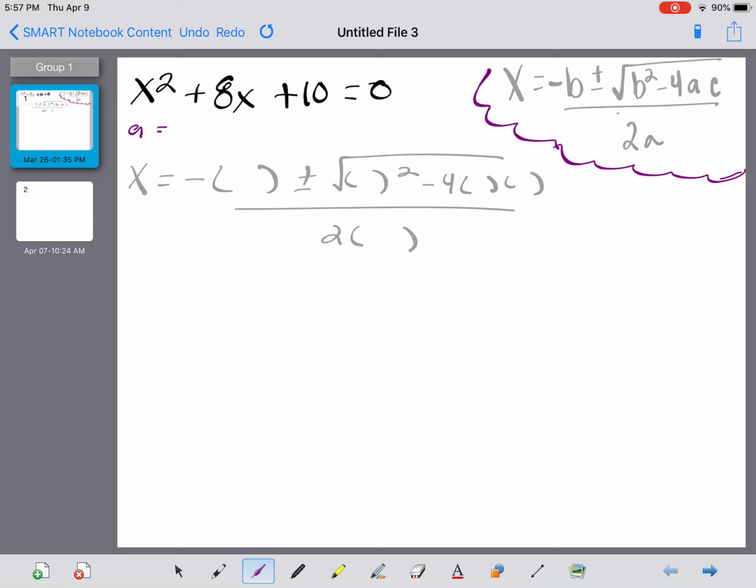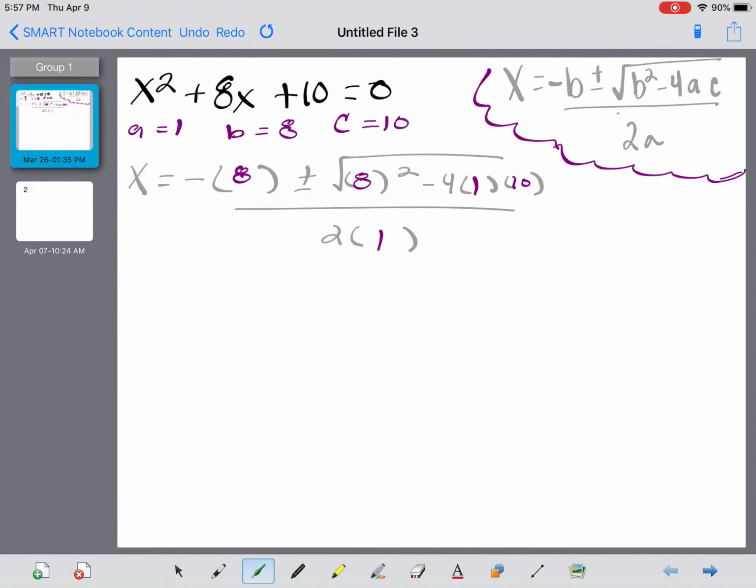Again, our A is the number in front of the x squared. Our B is the number in front of the x, and the C is just the number. Put the numbers in the right spot based off the formula. So B goes here and here. A goes here, C, and then A.